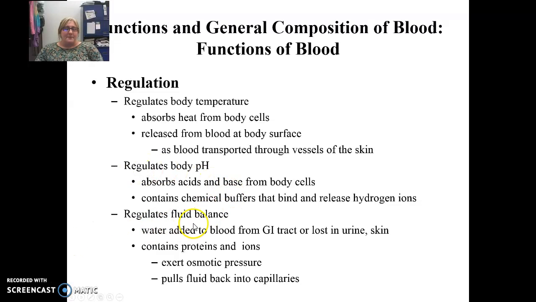Blood also helps to regulate fluid balance. So the amount of protein in our blood is going to influence the amount of fluid that comes back into the blood. So we're constantly exchanging nutrients from the blood to our cells, from the cells to our blood. But most of the fluid gets pulled back in because we have a lot of proteins in our blood that help to pull those fluids back in to maintain that blood pressure and fluid balance.